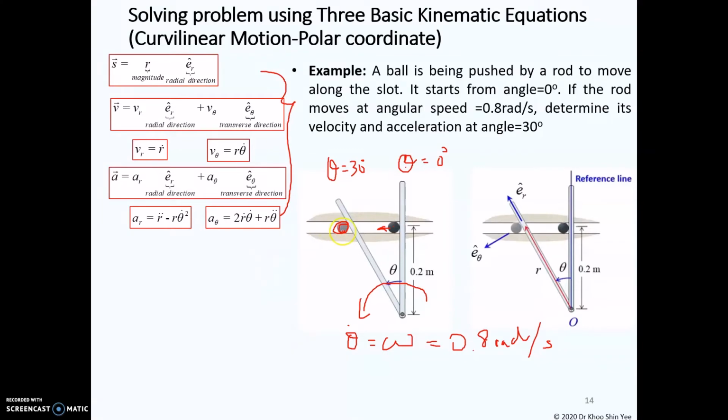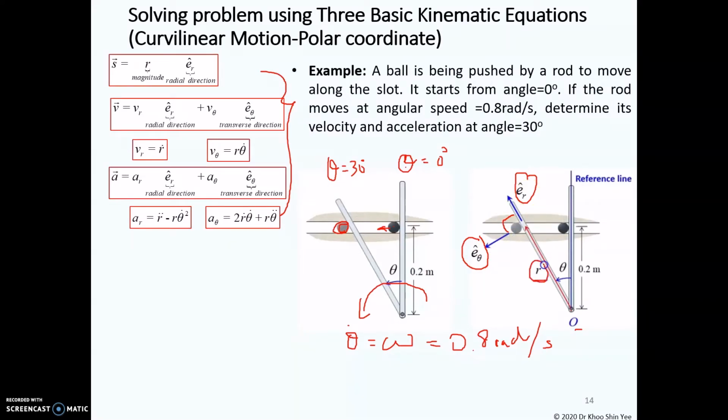To find the kinematic parameters of the ball here, first of all, we assign the polar coordinate on this system, where you have the origin here. The distance from the origin to the ball is called the radius r. Er is the unit vector for the radial direction, which is moving from point O to the ball. E theta is the unit vector for the transverse direction, which is always 90 degrees to the radial direction.